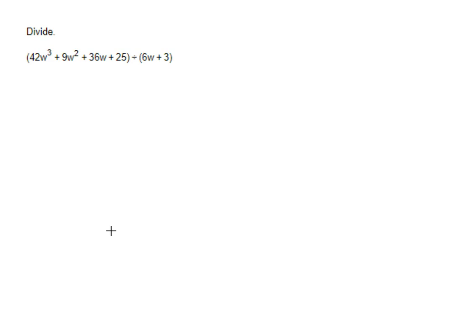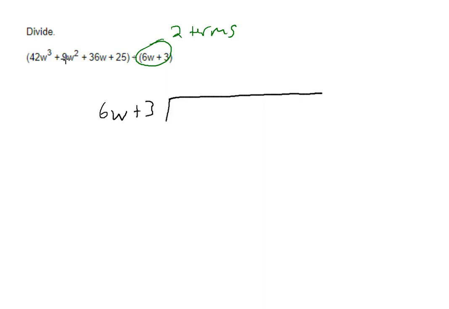All right, so if you're dividing by something that has more than one term, like in this case, the thing we're dividing by here has 2 terms. So we can't use that shortcut on the previous example. We have to do this by long division. So we're going to take the thing we're dividing by, which is the 6w plus 3, divided into the thing we're dividing into here, which has a name.